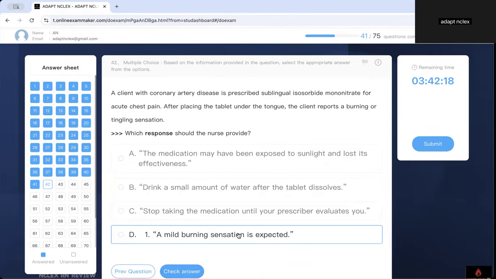A client with coronary disease is prescribed sublingual isosorbide mononitrate for acute chest pain. That is a nitrate. Forget about the name. After placing the tablet under the tongue, the client reports a burning and tingling sensation.